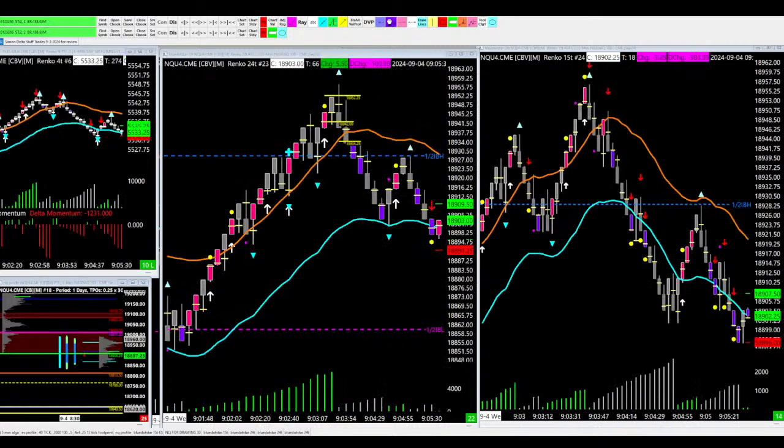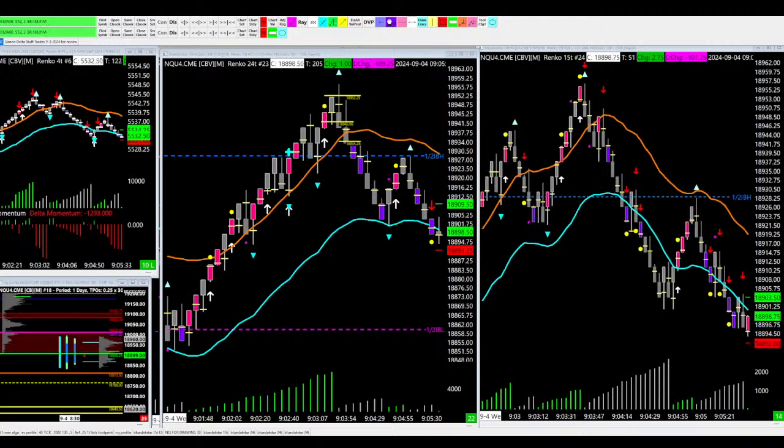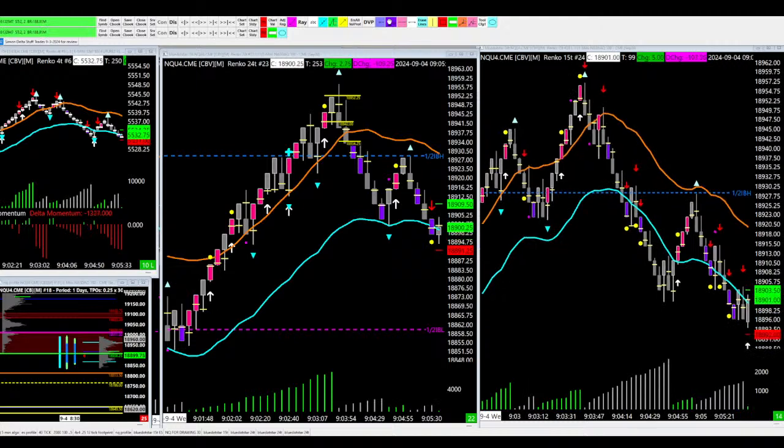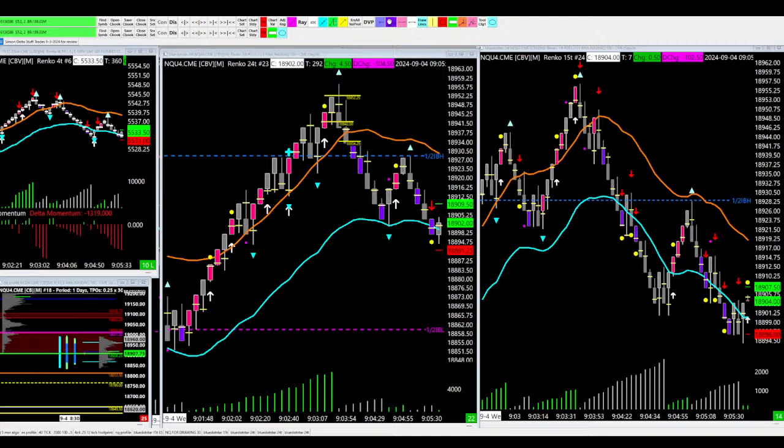We took out IB low, trapped back in. Now we've come back up to test above IB high, and we're in between. We're not above or below right now.